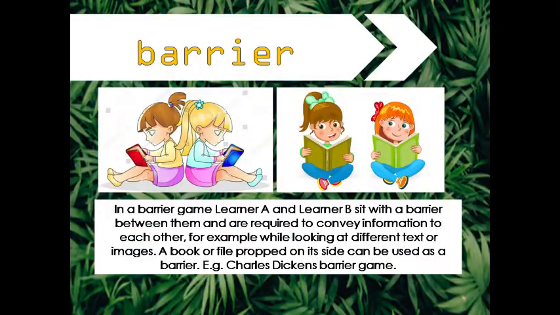Next is a barrier game. In a barrier game, learner A and learner B sit with a barrier between them and are required to convey information to each other. For example, while looking at a different text or images, a book or file propped on its side can be used as a barrier. For example, Charles Dickens' barrier game.